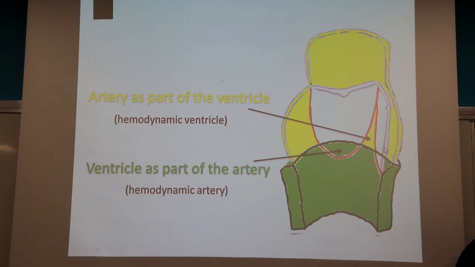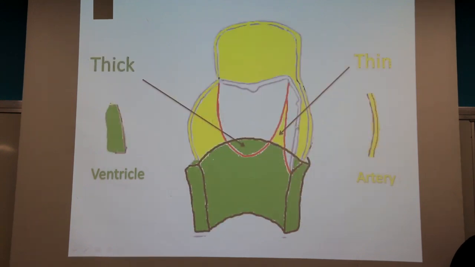So here is artery. Anatomically it is artery, but functionally it is a ventricle because it is exposed to ventricular pressure. So artery as part of hemodynamic ventricle. Here is a ventricle, but it's as a part of the artery because it is exposed to the pressure of the aorta. So it is hemodynamically artery. This is thin while exposed to ventricular pressure, and here it is thick. It is thick while it is exposed to arterial pressure.